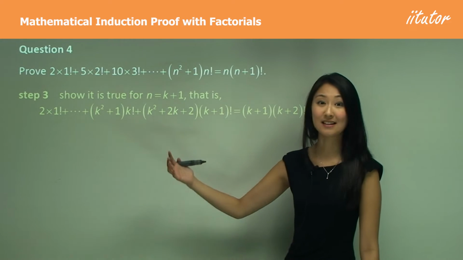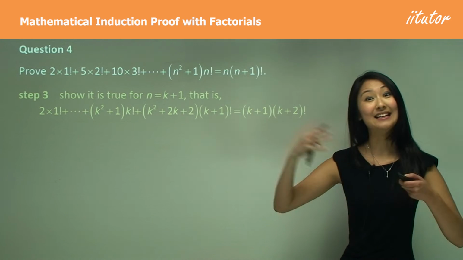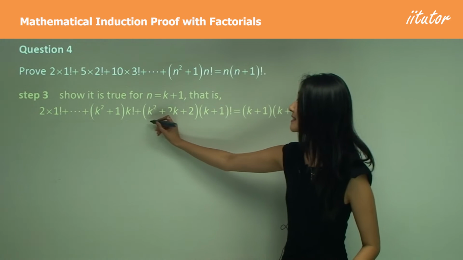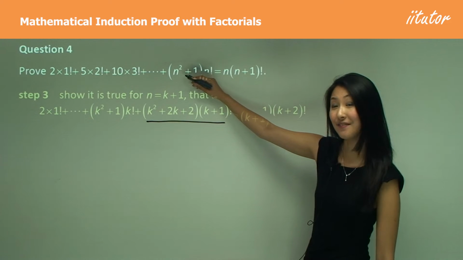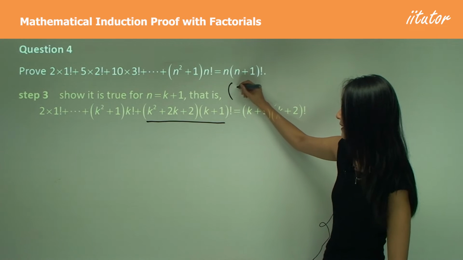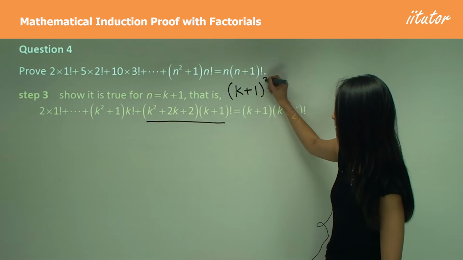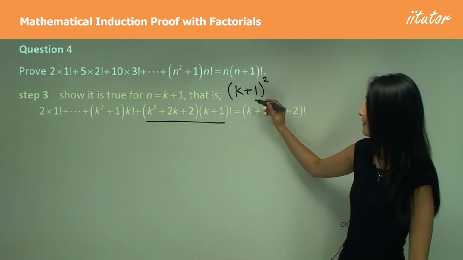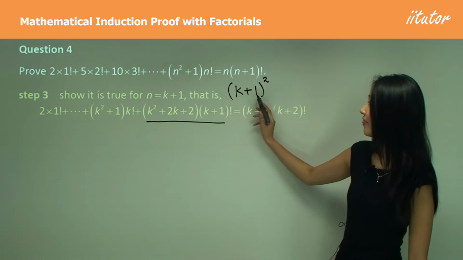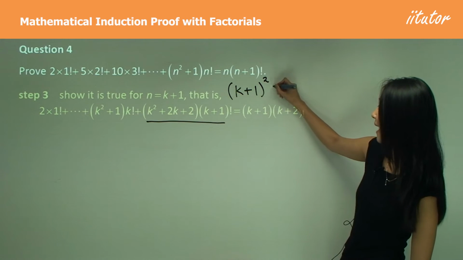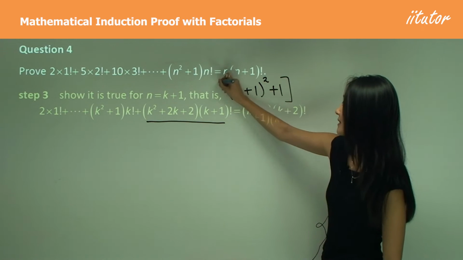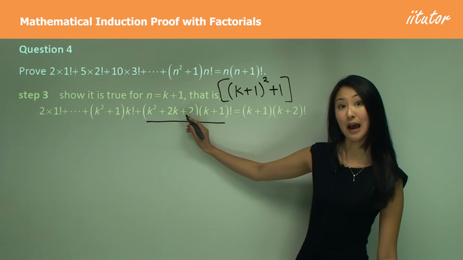Now for the left-hand side, what we always do is we add in an extra value at the end. So this is the extra value we're adding in. And how we do that is, instead of n squared, I'm writing in k plus 1 squared. So I have k plus 1 squared over here, and that's what gives me k squared plus 2k plus 1. And because I'm adding 1 to that, that's how I get k squared plus 2k plus 2.